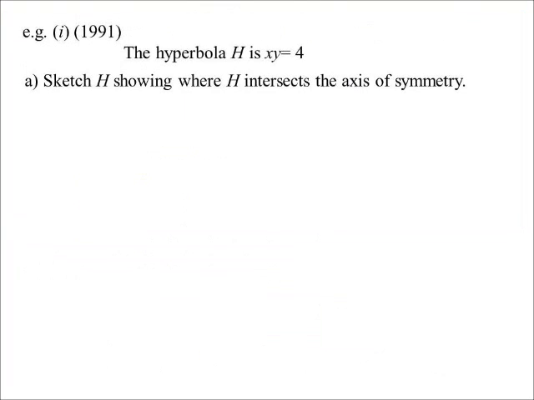Okay, very old question, but it's good because it's palindromic, 1991. Makes sense because there's all this symmetry happening. First thing they simply wanted us to do was draw this sketch. What a very nice gift mark for an Extension 2 paper. Just draw the hyperbola xy equals 4. Don't blow the mark, draw it neatly.